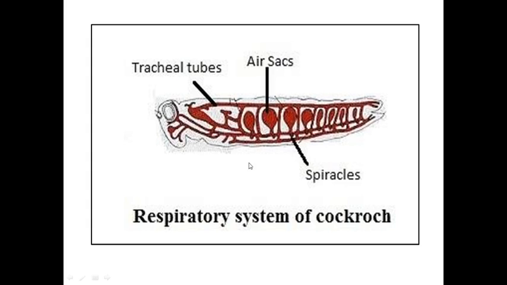So you can see here the tracheal tube. Okay, this is the tracheal tube. Then the spiracles are there. You can see here the small holes, and these are the air sacs. Understood? Respiratory system of cockroach. Learn and practice this diagram.